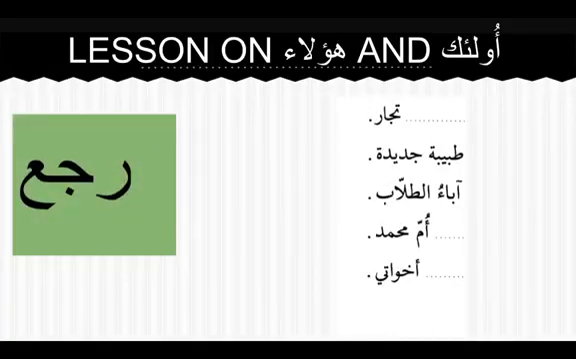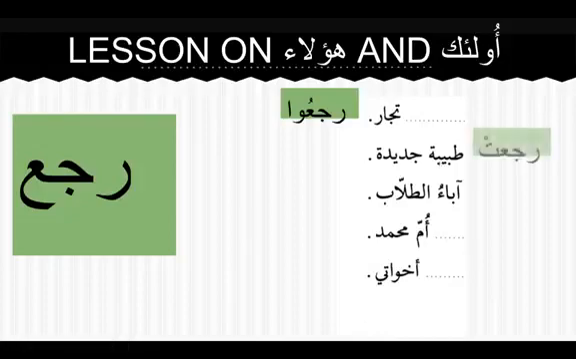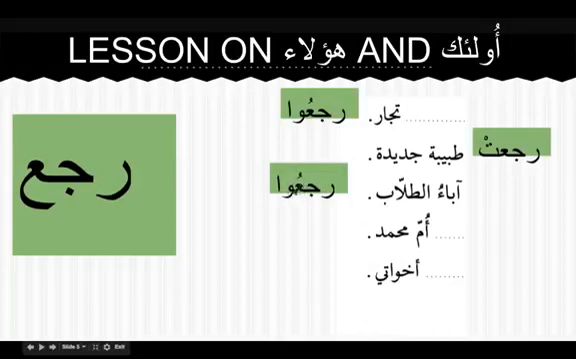Tujjarun is plural for tajirun, so raja'u. Tabibatun jadidatun, tabibatun ta marbuta, feminine. So here we're going to make this a jumlatul fa'liya, singular here. So raja'at tabibatun jadidatun. Aba'u is plural, so the fa'il will be attached to the verb. Raja'u. This waw represents men, plural, hum, and this hum is aba'ut tullabi in this sentence.